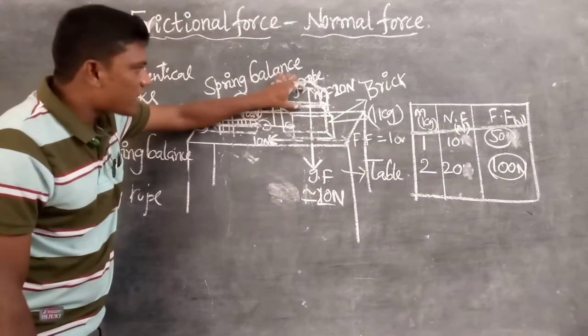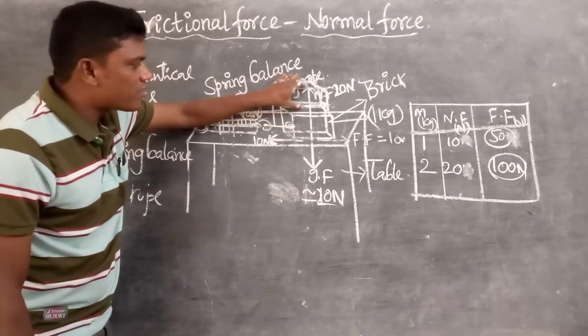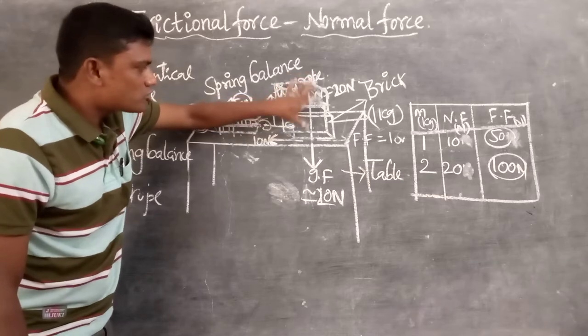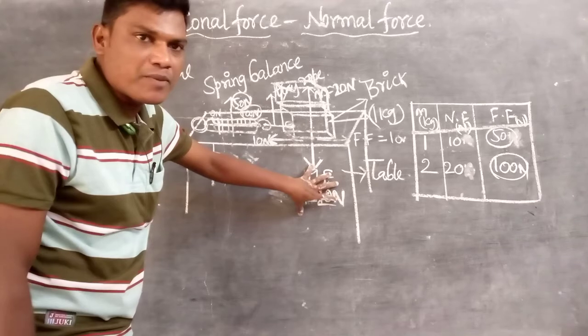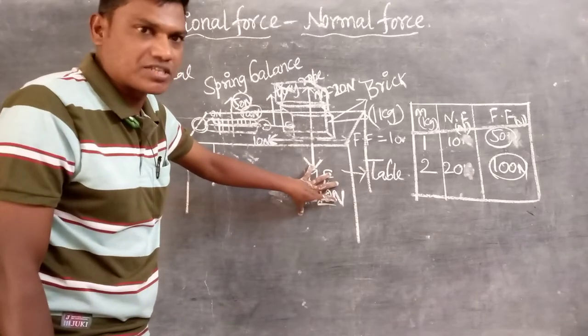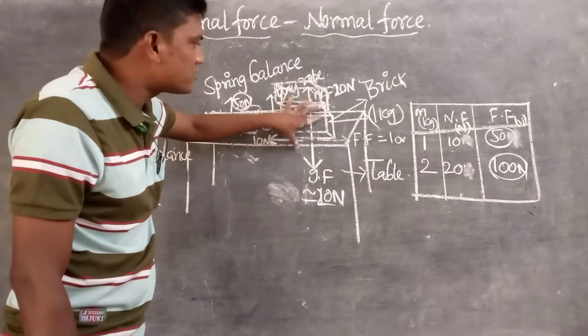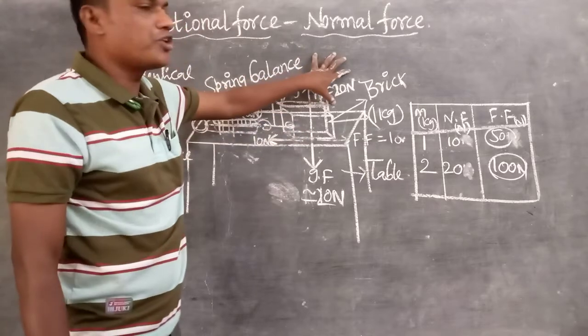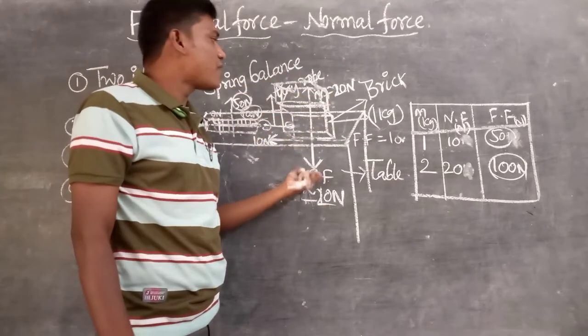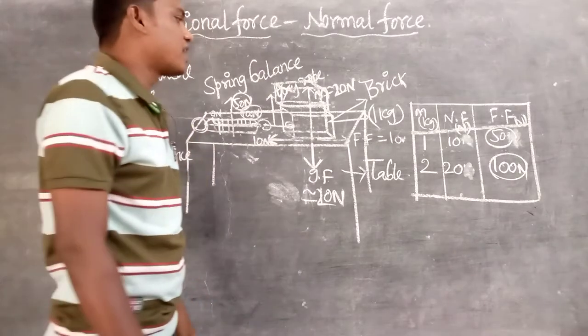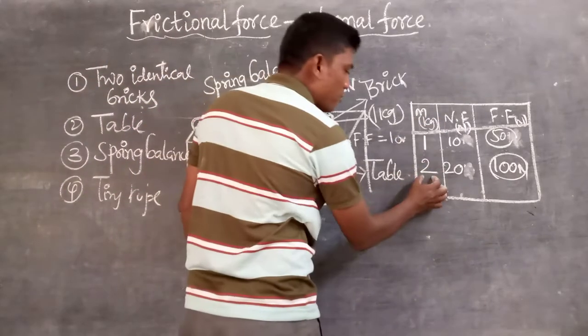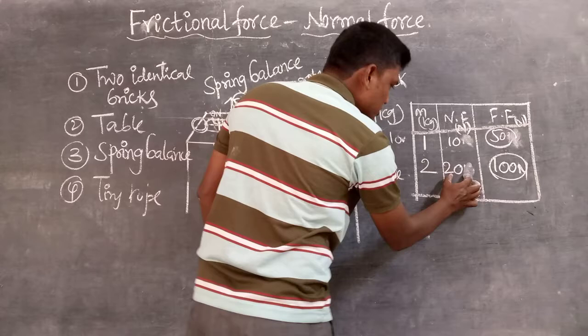Next, one more brick of the same kind, you place on the other one. So is the total mass increased or not? If the mass increases, automatically the weight also increases. That's why how much normal force is acting on the two bodies? 20 Newton. Because 20 Newton gravitational force is acting vertically downward on the 2 kg mass. So the mass of the body is 2 kg and the normal force is 20.